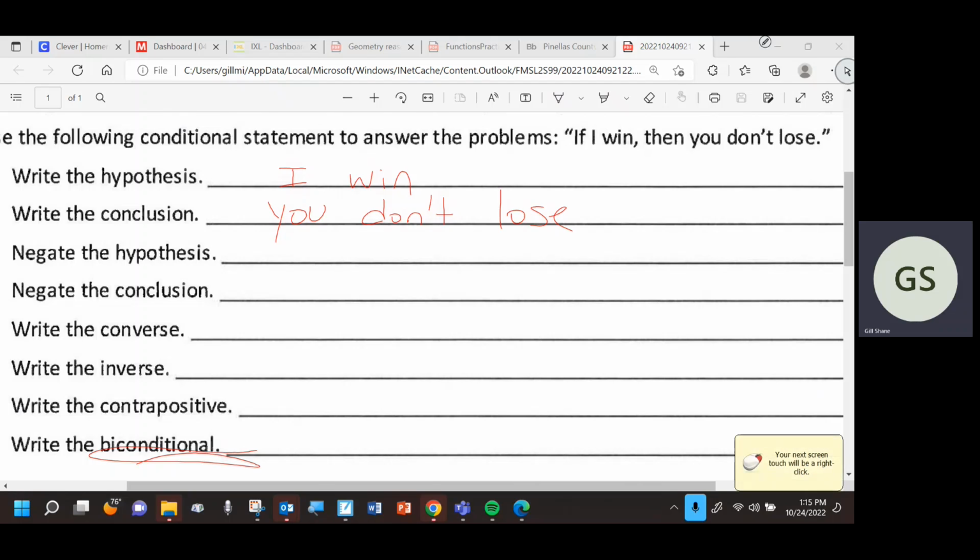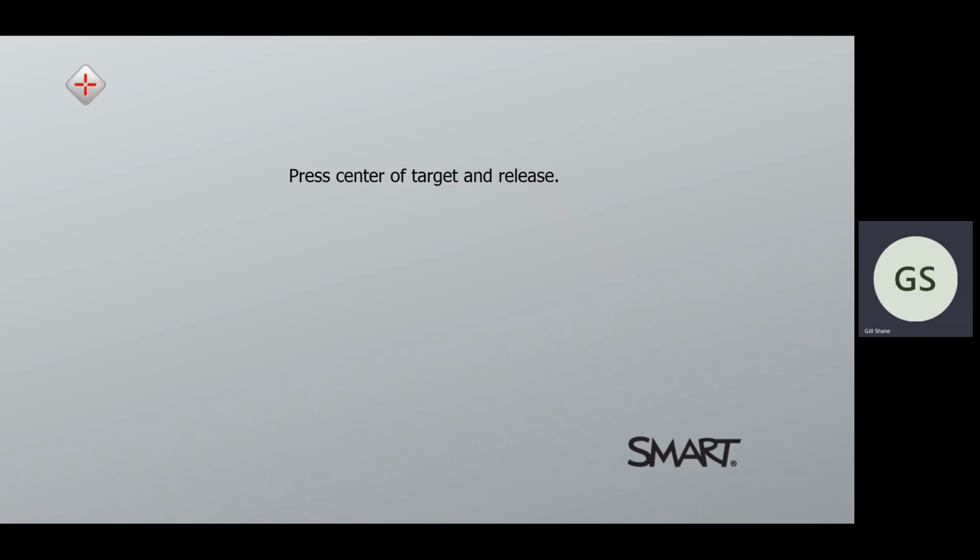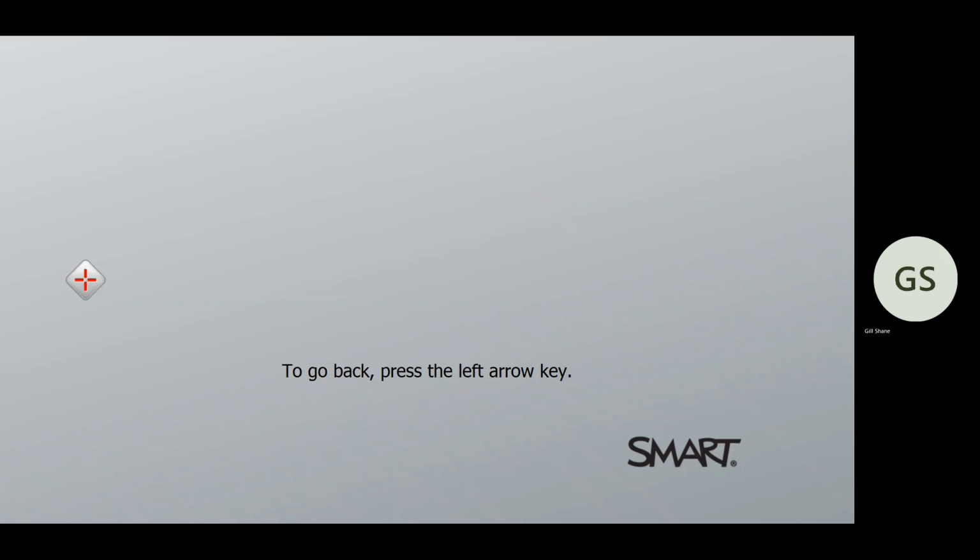Yeah, the word not. The negate thing is when we put the word not in. What's going on? Oh, finally. Good Lord. Hold on.